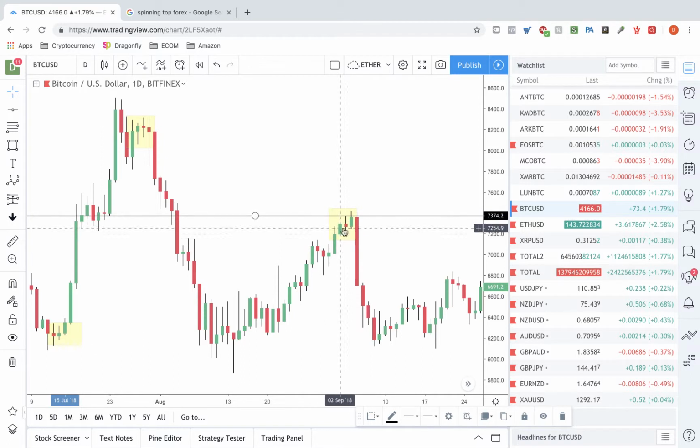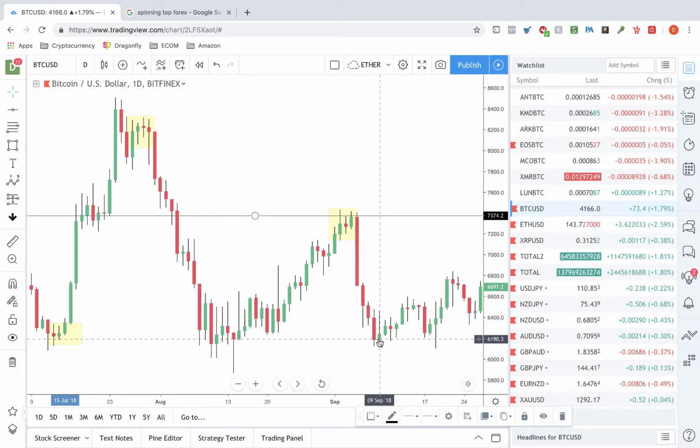So we see the resistance after the rally up, and we see the spinning tops here, the spinning top here, and the spinning top here. The stop loss would be above here, and what happens? Boom, plummets to the downside, 7,300 to 6,100. I'm sure you guys get the point now.